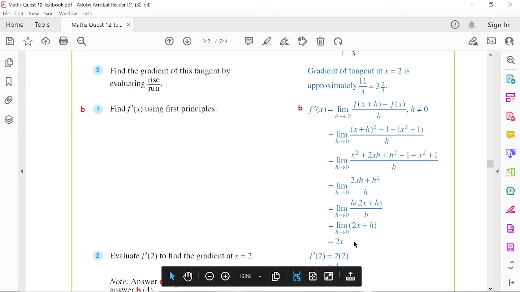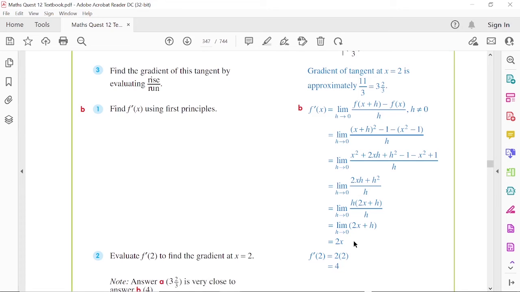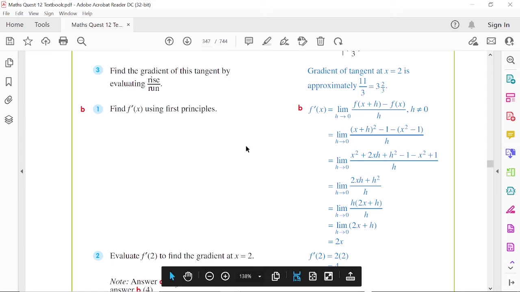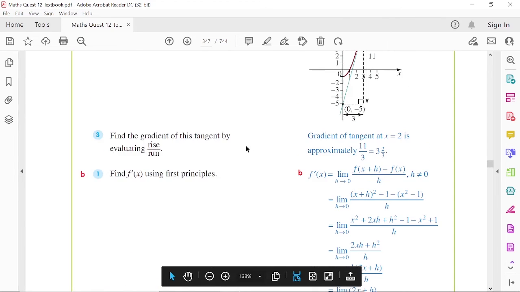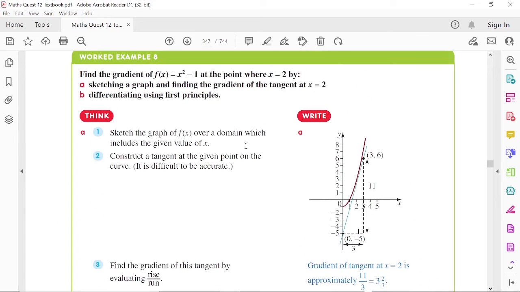So this 2x then represents the gradient of our original function. The original function was the parabola x squared minus 1, and so the gradient function is that straight line graph y equals 2x. So what that means then is we can find the gradient at any particular point on that original function, x squared minus 1, by substituting x with the particular value we want.